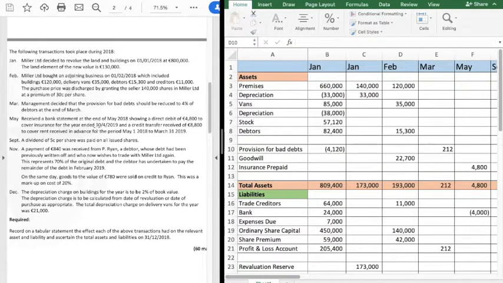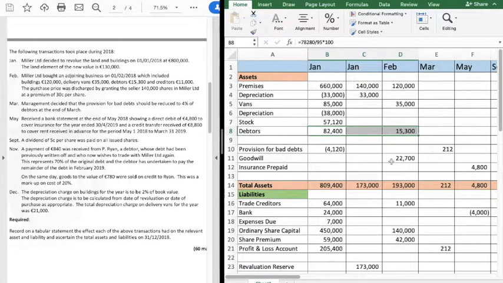The management made a decision to reduce the provision for bad debt to 4% of debtors at the end of March. In February we had an increase to our debtors, so the total that our debtors stands at now is 97,700, and 4% of that is 3,908. Our provision is currently at 4,120, and it's standing here as a negative asset. If we want to reduce that to 3,908, the difference is 212.